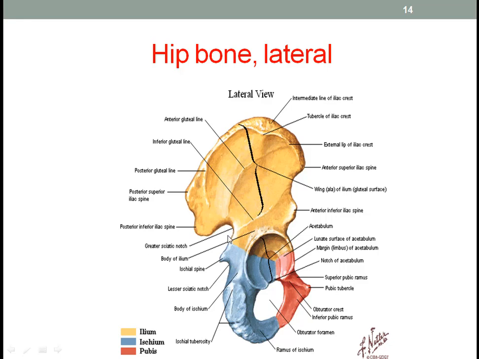Don't forget to notice these two notches here. This part, the greater one, we call the greater sciatic notch, and the smaller here we call the lesser sciatic notch. Later on we will learn that these two notches change into foramina by two ligaments.